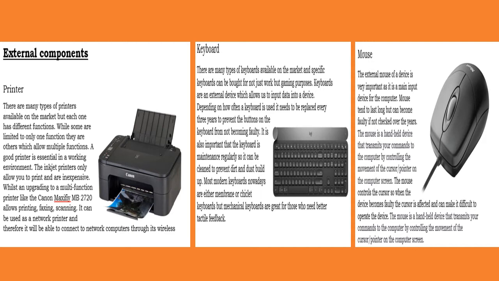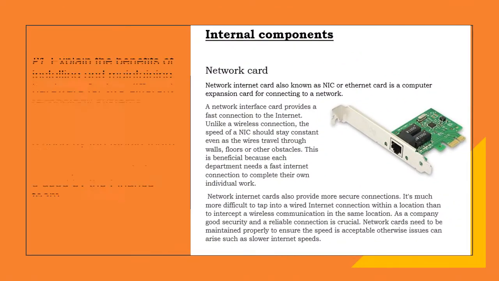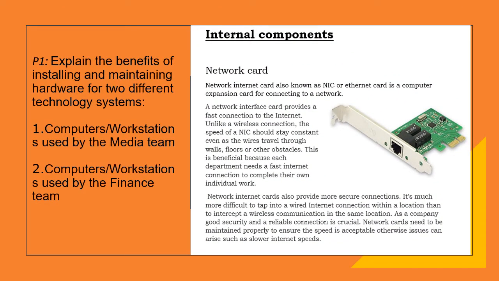This is the external components section, and this is how you could lay it out. You could essentially add a printer, a keyboard, and a mouse, which are hardware, and you can write about why they are important and why it is essential for both the finance and the media team to add it to, or to upgrade or maintain these as part of upgrades and maintenance.